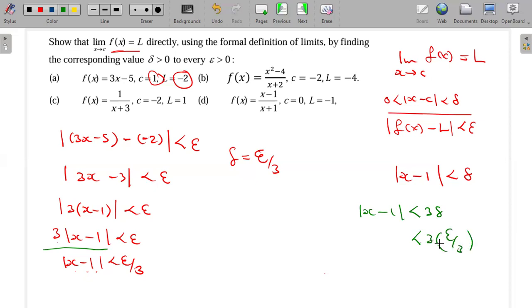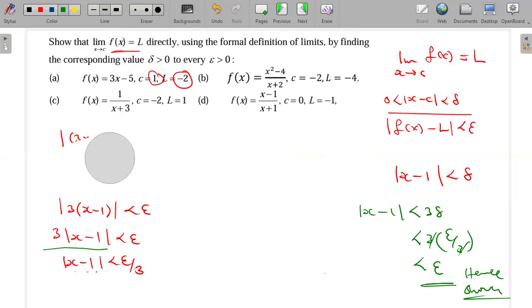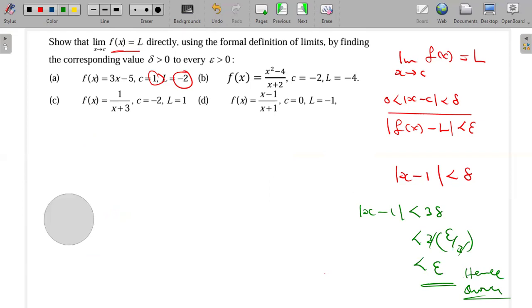Here you divide and you're just going to get epsilon. So this is how you simply show it. And then you end and just say hence shown. So it's easy when you just find your delta, or what you choose to be your delta. All right, so this is how you would go about this question. Let's do the next one.